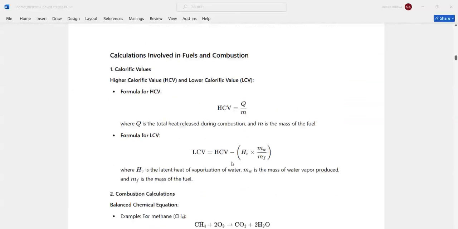So let's go and look at how we can calculate the higher calorific value. We need to know that HCV is equal to Q divided by M, whereby Q is the total heat released during combustion and M is the mass of the fuel.